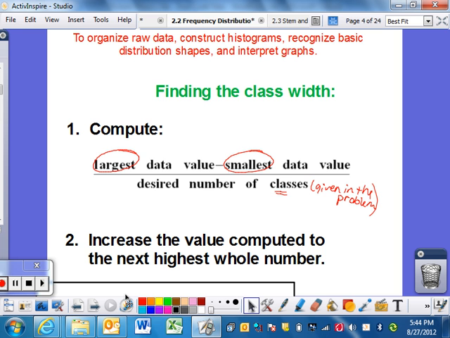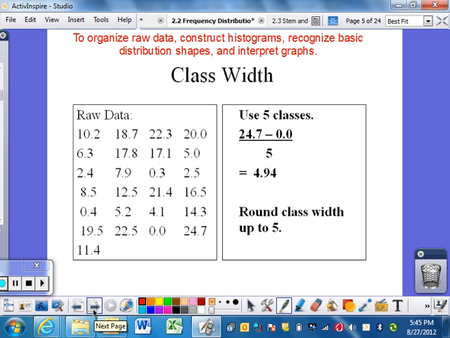Always, always, always, just so that things work out, you have to increase the value to the next highest whole number. So when you do this calculation, you must round up. Even if you get an answer that is exactly 5.0, you must round up to 6, or else your classes won't work out. So even if you end up doing this calculation and it's a nice round number, you must round up to the next whole number.